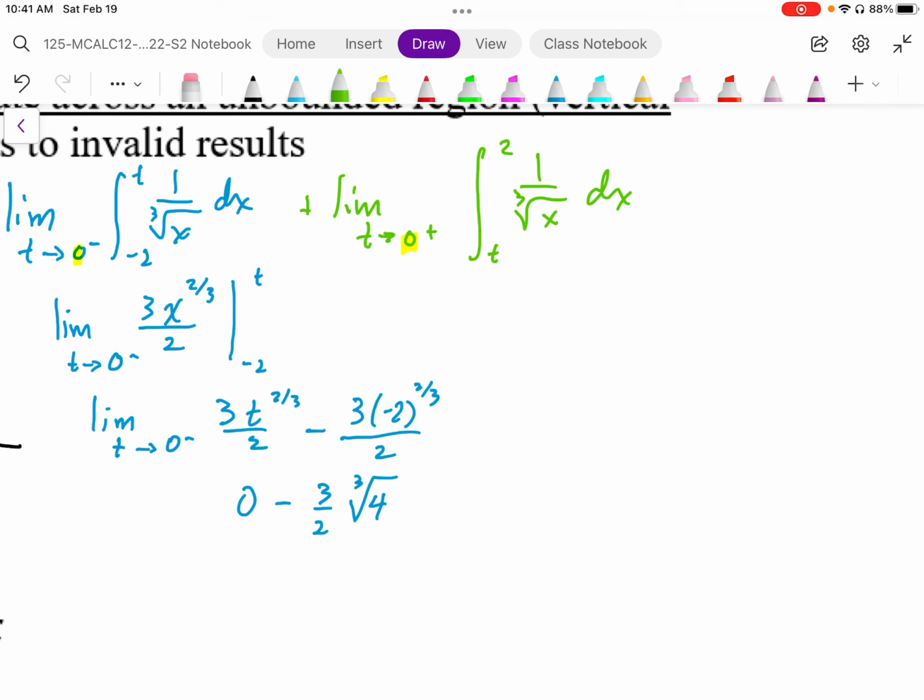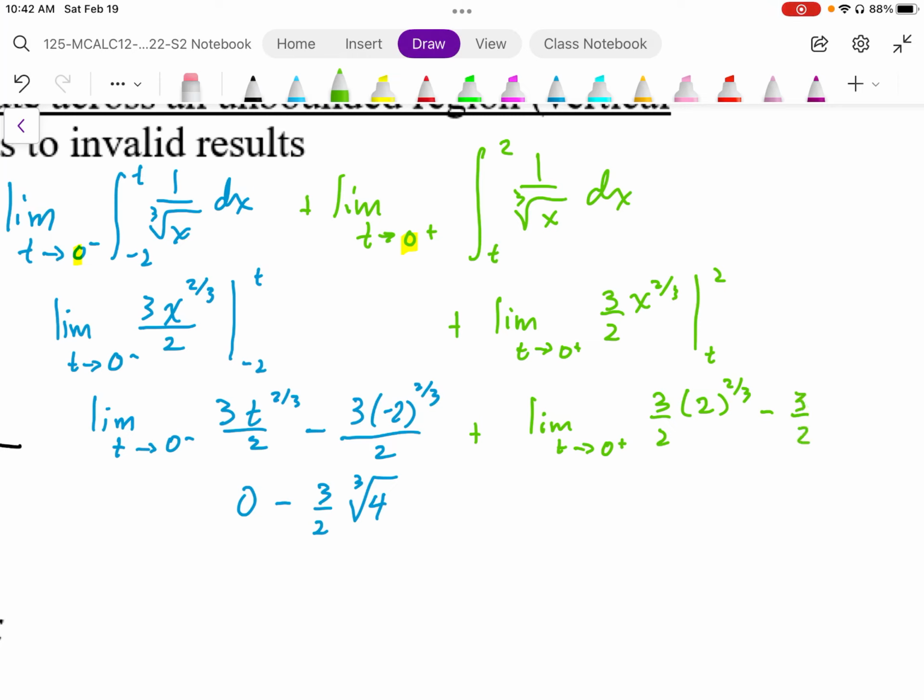Really, the second part is much the same. I'm going to end up with the limit as t approaches 0 from the positive side, and this is going to be the antiderivative 3 over 2 x to the 2/3, and my bounds are going to be from t to 2. I'm going to plug my actual limit values into the definite integral. So I'm going to end up with 3 over 2, and this becomes 2 to the 2/3 minus 3 over 2 times 0. I'm just going to make that 0. So I end up with 0 here.